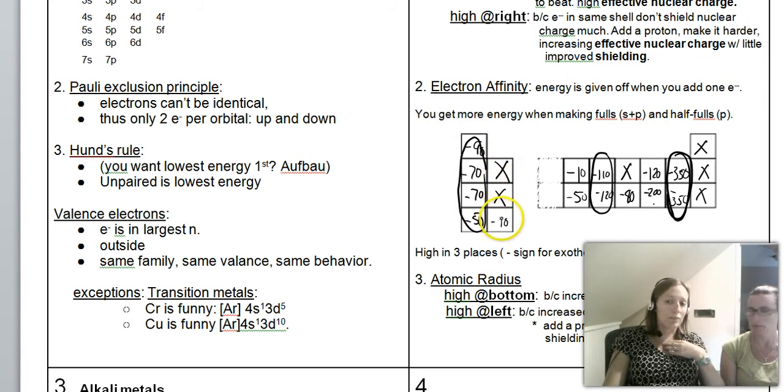The alkaline earth metals don't care for it because they're at a full S, and then you add one more and they get over here to lousy territory. So it's kind of high in 3 places: when you fill your S, when you can half fill your P, and when you can fill your P. And they're all negative because it's exothermic, so the energy is being released. So that is electron affinity for you.